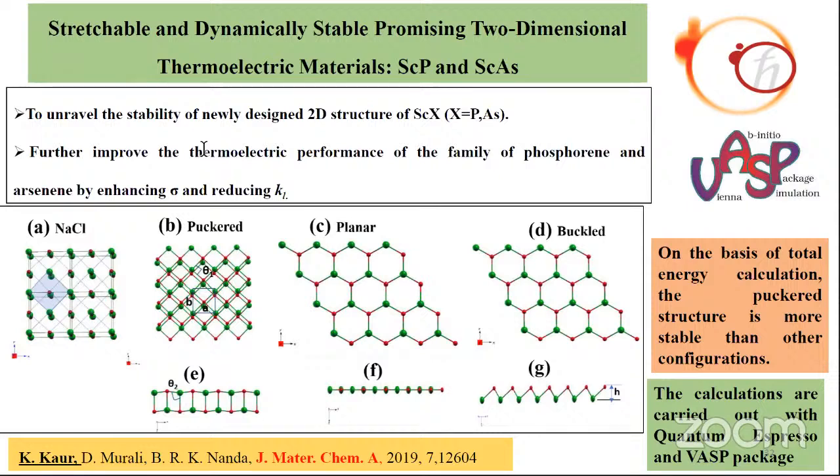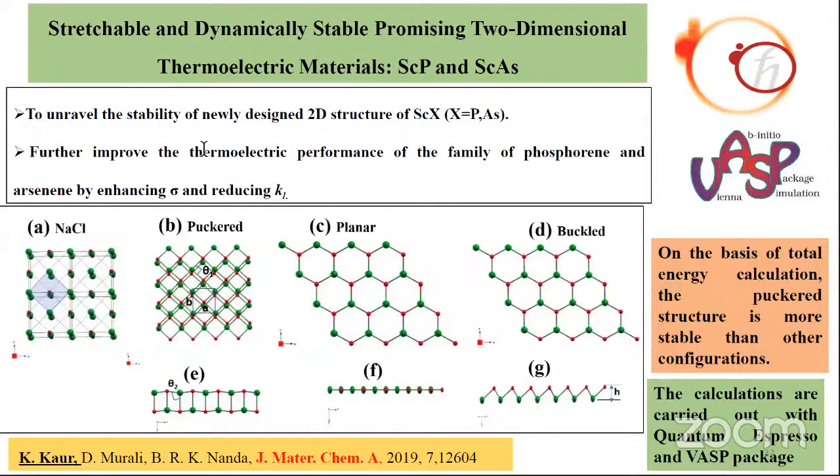As we know, experimentally the monolayers are prepared through the exfoliation of the corresponding bulk counterparts. So if we discuss scandium phosphide and scandium arsenide, in the bulk phase each compound is metallic and stabilized in a rock salt structure. Other available prototype 2D materials are stable in planar, buckled and puckered structures, like graphene and silicene.